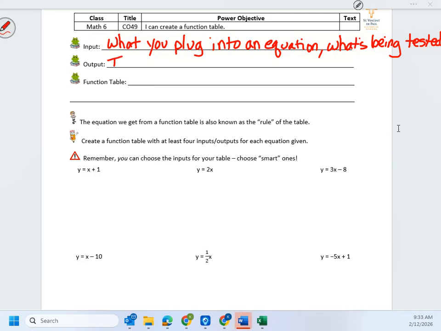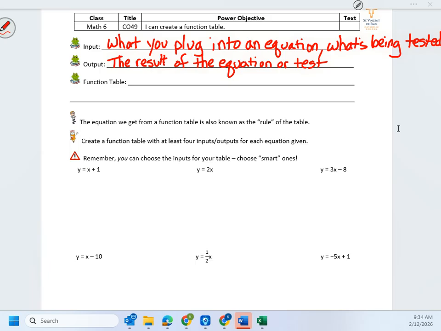Output is the result of the equation or test. So it's what you're getting out of it. Input is when you're putting the number into it. Output is what the result, what you get out of it, the answer, right? You have an equation with the function table. We're going to put something in, we're going to take it out. So I'm going to ask that you put that away so we can be focusing on those.